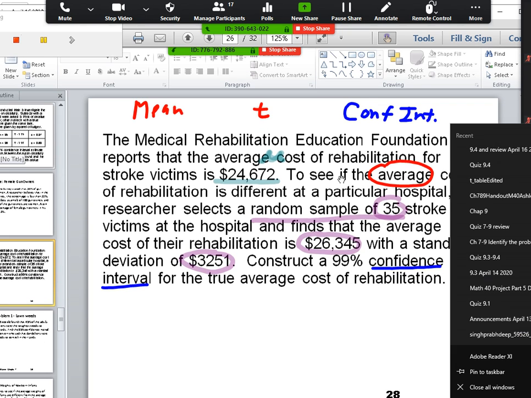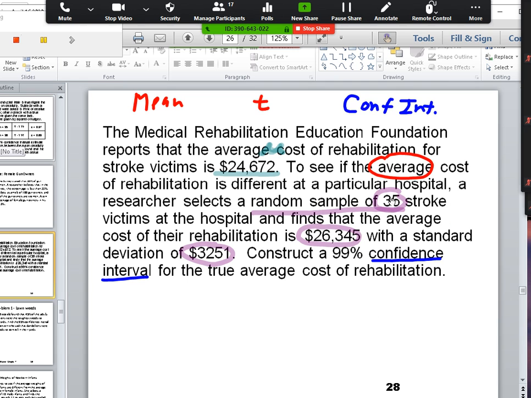See where it says random sample of 35? So here's my n that has a mean of this, standard deviation of that. These are my sample. This one here is not a sample because, first of all, it doesn't say sample. Second of all, it doesn't have an n. It has a mean, but it doesn't have an n or a standard deviation.